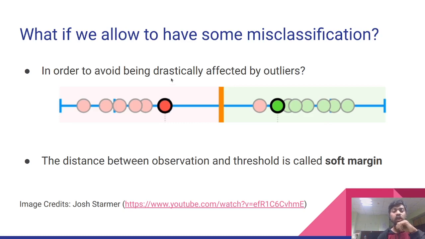So that is the issue, and how do we solve it? In order to avoid being drastically affected by outliers, what can we do? We can do soft margin, and in soft margin we can allow some kind of constraint violation.